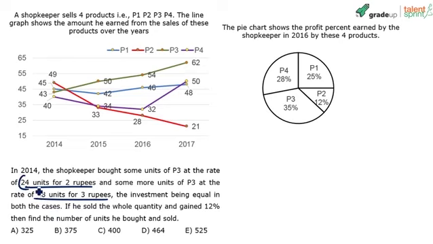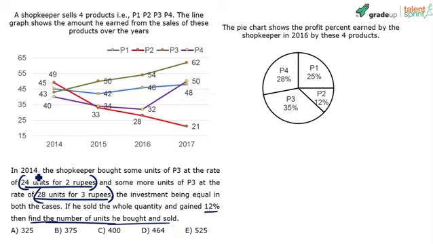In one case, he has bought 24 units for 2 rupees. That's the rate. In the other case, he has bought 28 units for 3 rupees. Now, if he sold the whole quantity and gained 12%, then find the number of units he bought and sold.